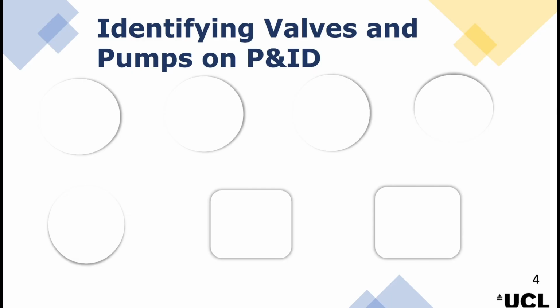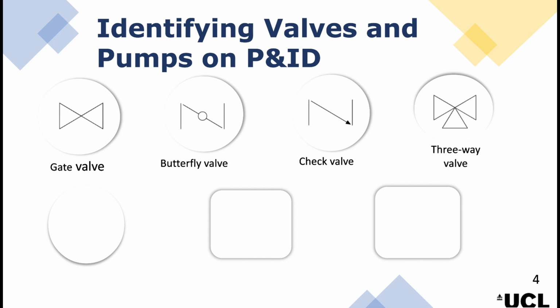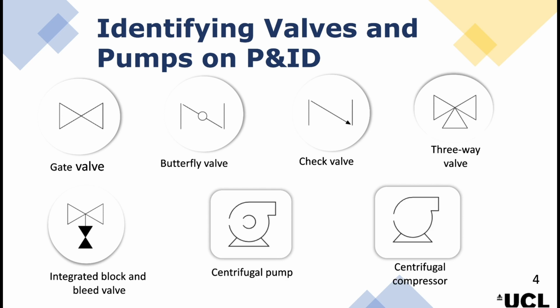P&IDs use different symbols to identify valves and pumps. The symbols used in the P&ID are gate valve, butterfly valve, check valve, three-way valve, and integrated block and bleed valve. Symbols for pumps and compressors are centrifugal pump and centrifugal compressor.